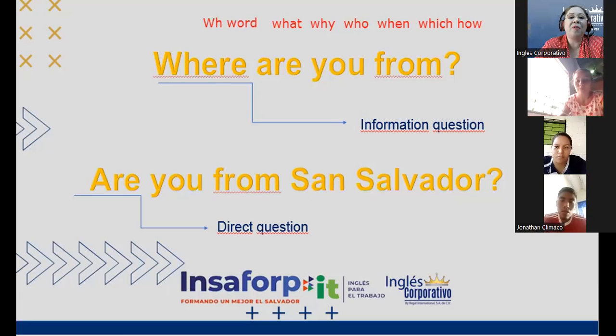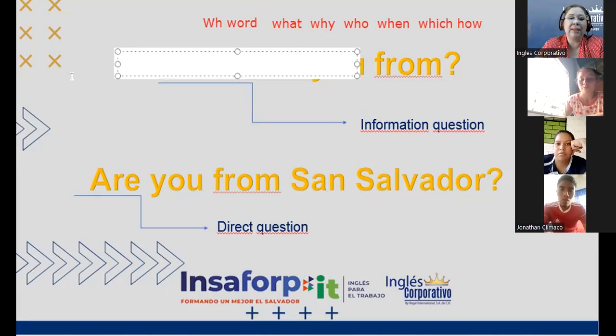Controlemos el audio, por favor, porque siempre se abre el audio y hace interferencia. Así que controlemos el audio, ahí si saben que hay bastante movimiento detrás de ustedes, ¿ok?